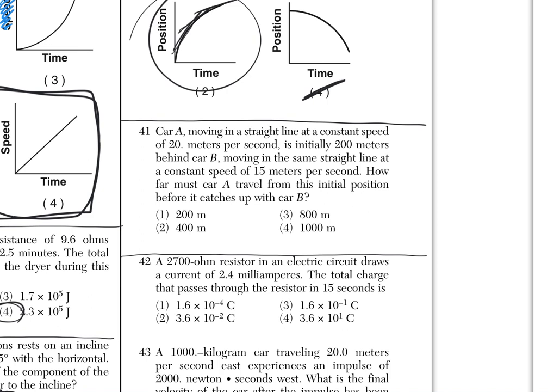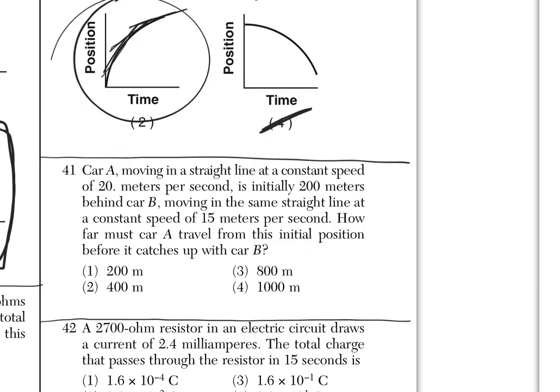Okay, number 41. We have two cars traveling at a constant speed, and it says that A is initially 200 meters behind B, and it's going 20 meters per second. Car A moving in a straight line at a constant speed of 20 meters per second. Let's start writing these things down. And we have car B that's also going forward, but it's going slower at 15 meters per second. So it talks about A catching up to B, which it will eventually because A is going faster than B.